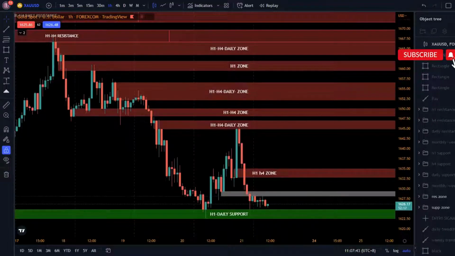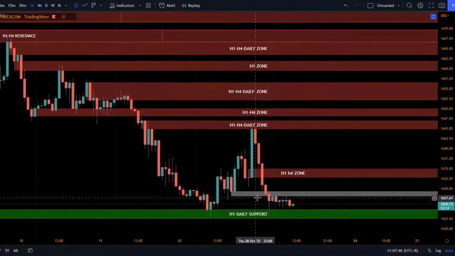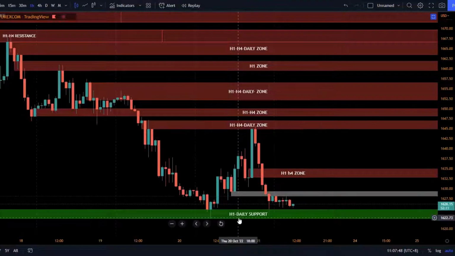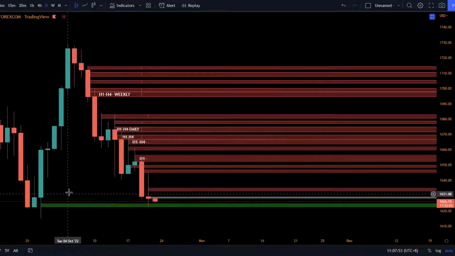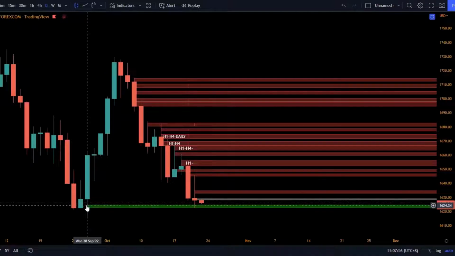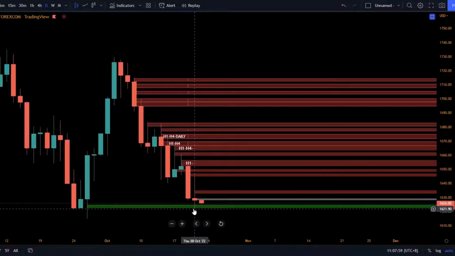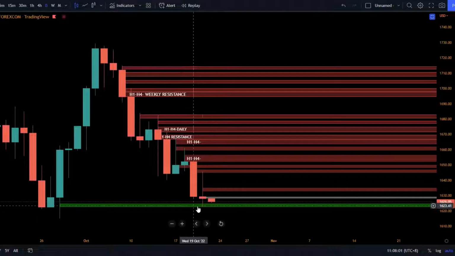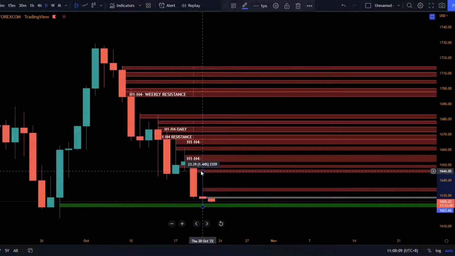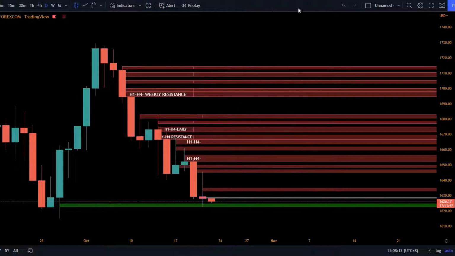Okay, so this is it. So I marked this one as daily support because if we turn to the daily chart, we can see that this one here is a clear support. So yesterday's candle touched it and shot up, bounced up for how many pips? Let's see. 233 pips, so that's plenty. But at today's close, it became bearish again, so it came down 200 pips again.